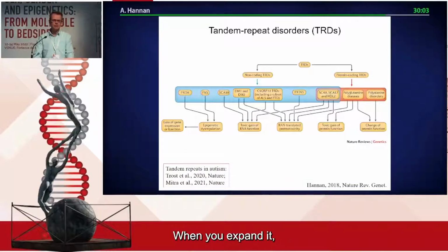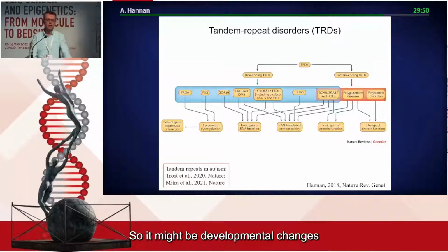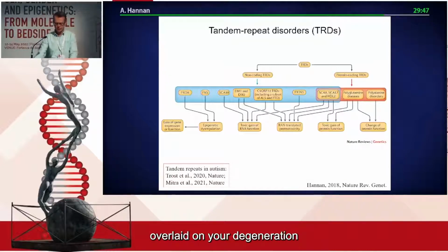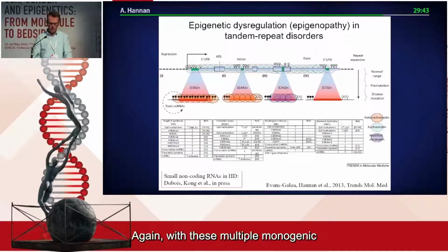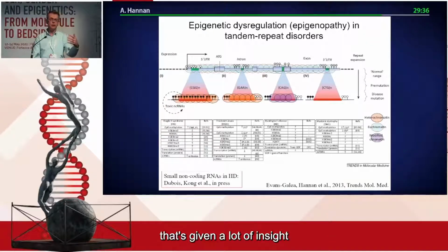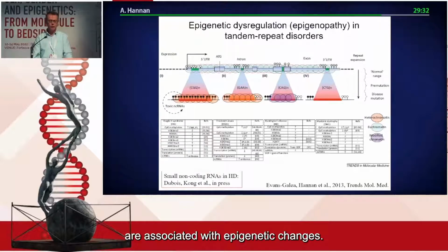When you expand it, it distorts the normal function, and therefore we need to understand the normal function to understand Huntington's, and our data and that of others suggests that Huntington's could have developmental components. So it might be developmental changes overlaid on neurodegeneration that ultimately give rise to Huntington's. Again, with these multiple monogenic tandem repeat disorders and the tandem repeats that are mutated within them, that's given a lot of insight into the way that these tandem repeats are associated with epigenetic changes.